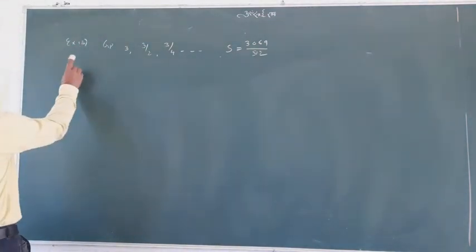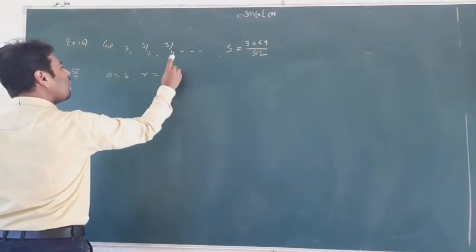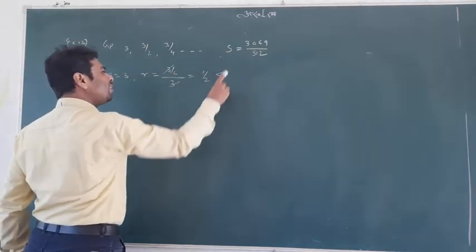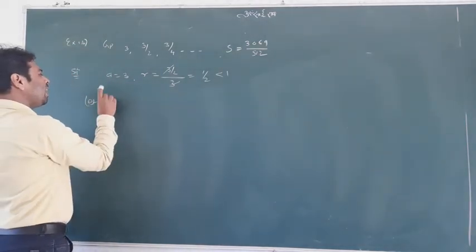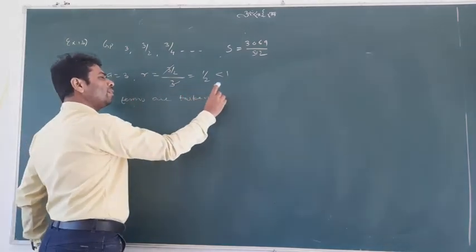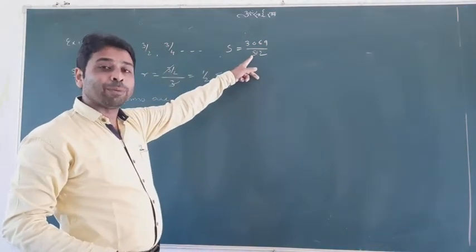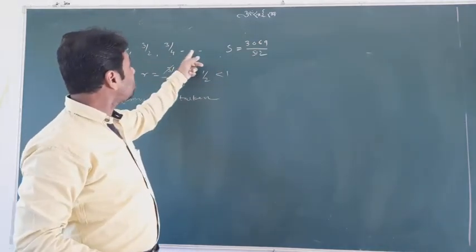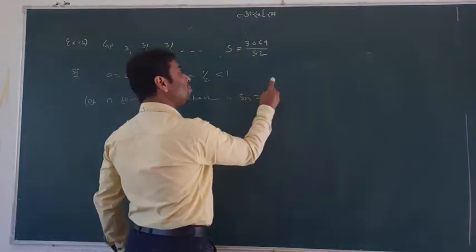So how to start the question? a equal to 3, r equal to 3 by 2 upon 3, second term upon first term, which is 1 by 2, less than 1. And we say that let number of terms be n. Let n terms be taken. What is the meaning of this? That this is a sum of how many terms? As many terms you took. You have taken n terms. Meaning the number of terms is n, and whose sum is this one. It means that sum of n terms is given as this one.